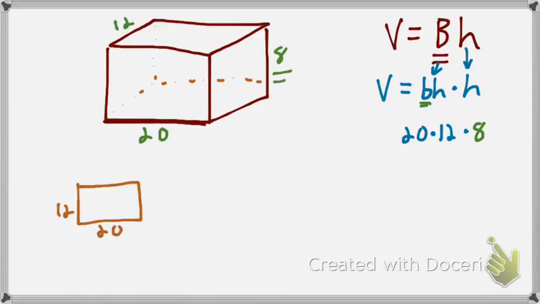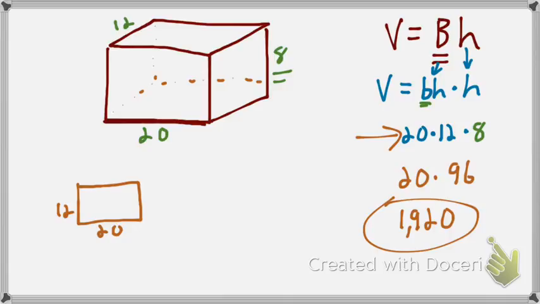So now we can put all this in our calculator. You get 20 times 12 times 8, which is 1,920. We would put this right here in our calculator. Let your calculator do the multiplication. You don't really have to worry about it. It's about knowing what to plug in. I know that it can get confusing because of the base of the base and all that fun stuff. Let's look at a triangular prism.